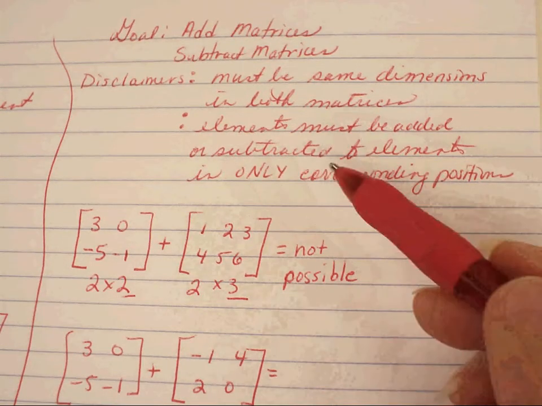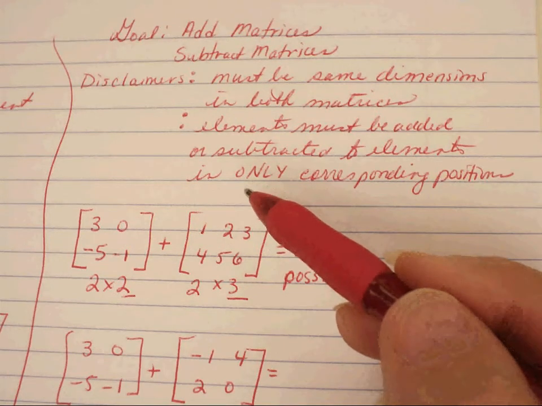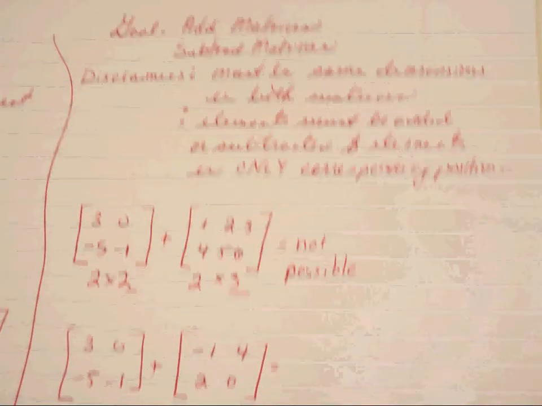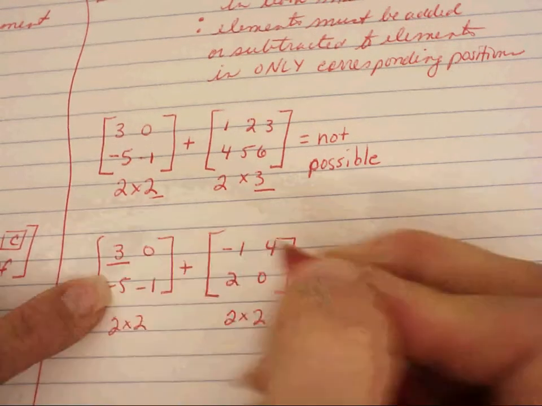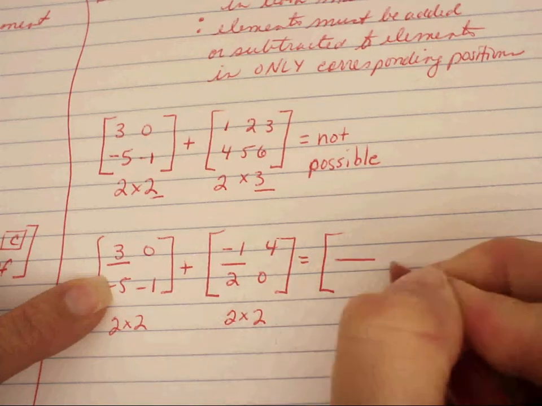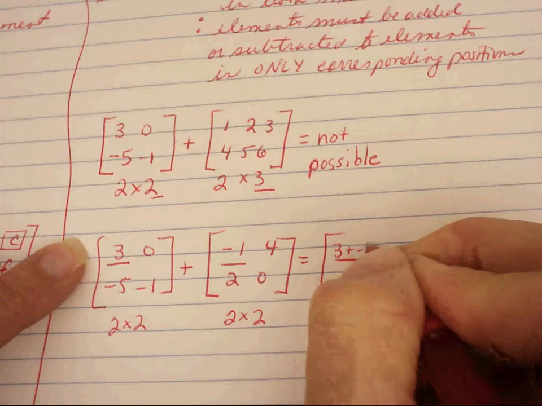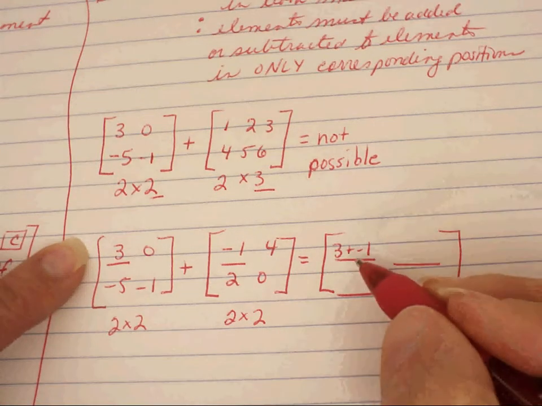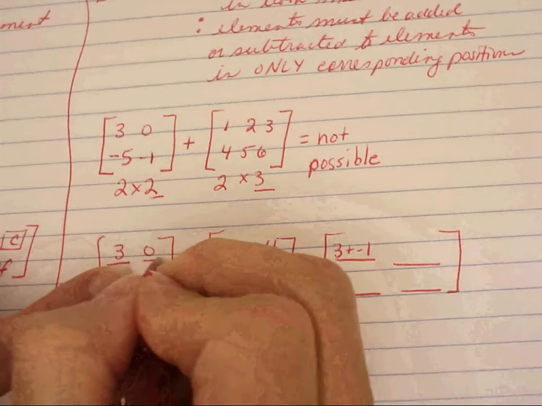Second, the elements must be added or subtracted to elements in their corresponding positions only. For example, row 1, column 1, 3 should be added to -1. So I will make 4 positions, and 3 plus -1 will create the new element for this position, row 1, column 1.